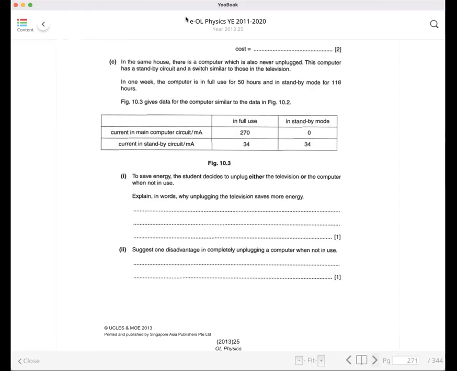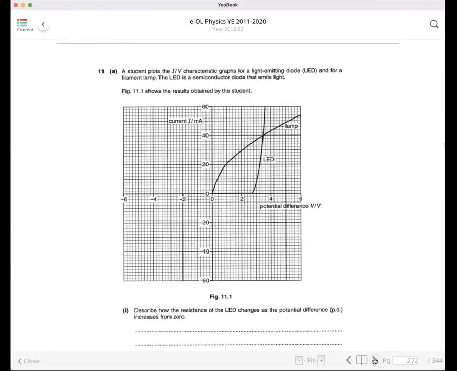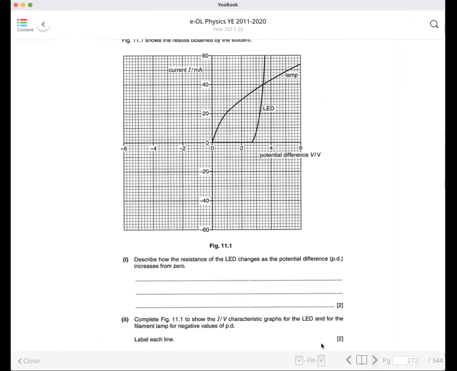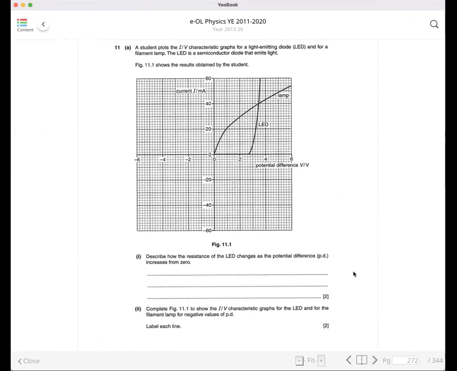Is that okay? Any question for me? Okay, let's continue to the next page. So this is the description question. Do you want me to go through this question, or just skip? You want me to go through this question? Okay, let's continue.